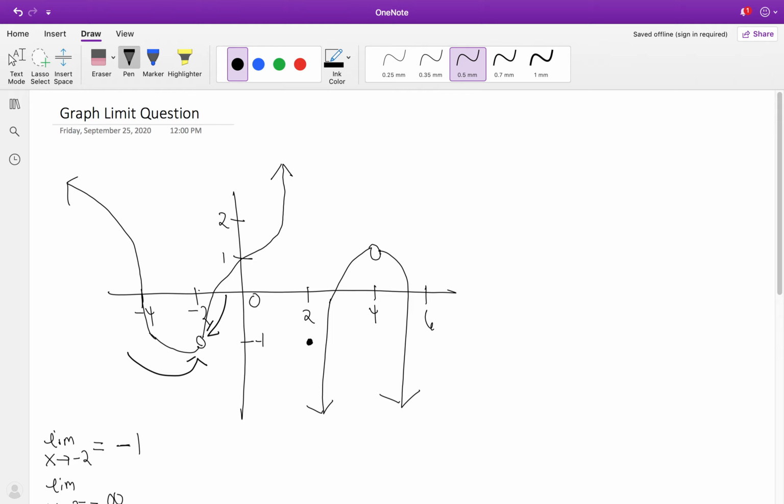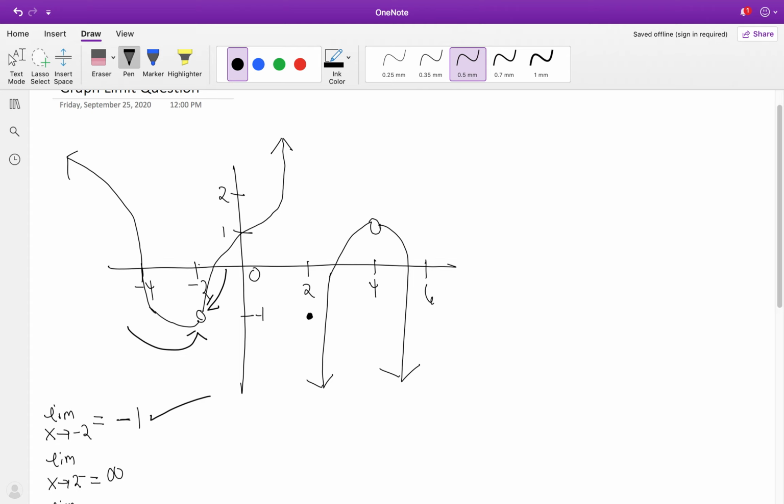And so in this example, we see that if we approach from the left side, we reach the point negative 1. And if we approach from the right side, we reach the point negative 1. As long as our limit from the left side and our limit from the right side are equal, then our limit exists. So in this case, our limit as x approaches negative 2 will be negative 1. Now let's look at this example.